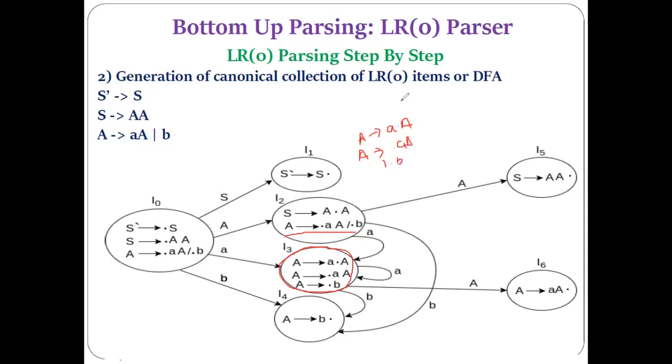Understood? So this state we have already generated. That is nothing but the state I3. That is the reason for goto on the terminal A we have shown an arrow to state 3, instead of generating a new state.